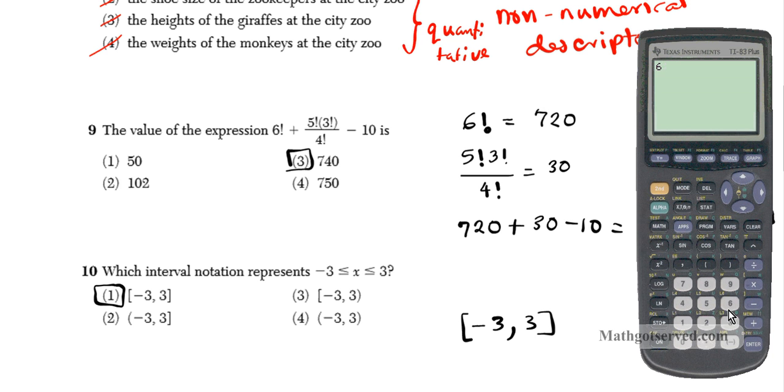The two ways you can get factorial are either in the catalog or in the math menu. I'm going to get it from the math menu, so you press math, and you go to the probability tab. Under that, item number 4 is your factorial. 6 factorial is 720, write it down. Next to evaluate is 5 factorial times 3 factorial over 4 factorial. So let's do that.